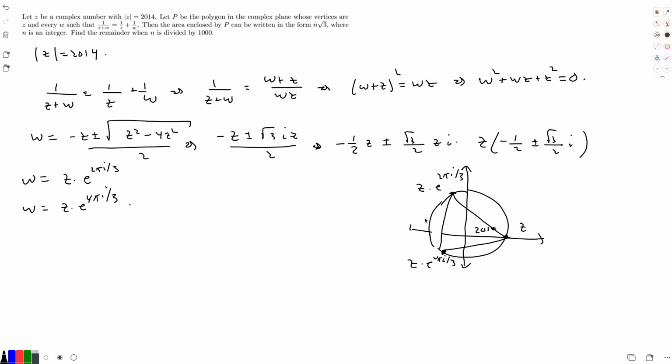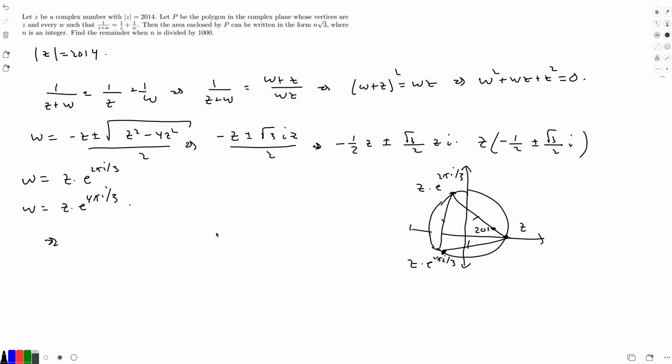And now, if you're familiar with complex rotations, you can easily note that this triangle is just equilateral, because what's happening is we're rotating 2 pi over 3 counterclockwise, and then 2 pi over 3, and then 2 pi over 3 again. And since this is a circle, we must have that these three lengths are equal. That's the highlight of a proof.